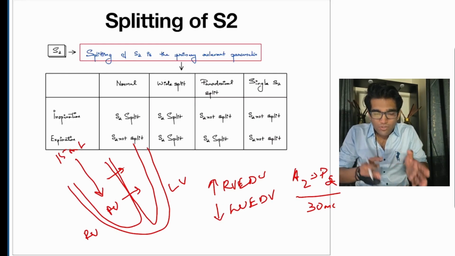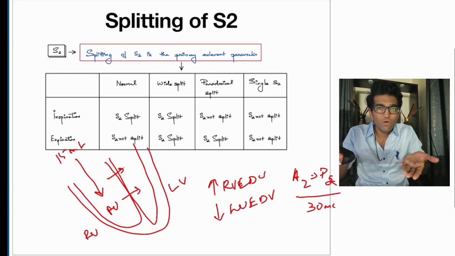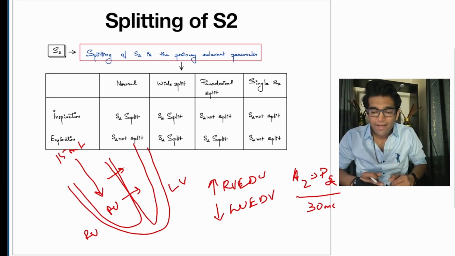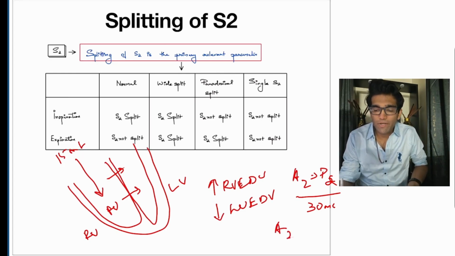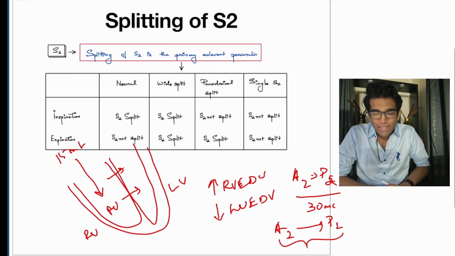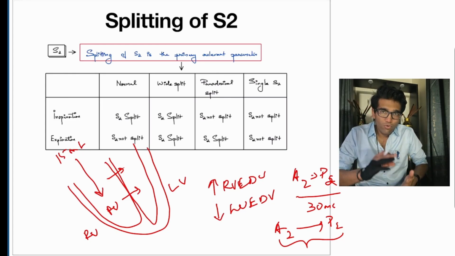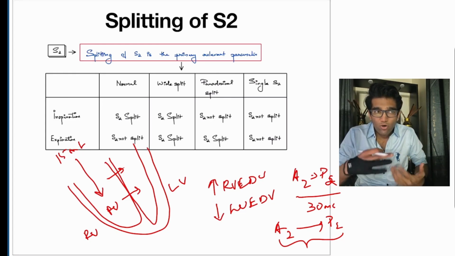Why does that increase? Because the RV end diastolic volume has increased, so the RV has to push out more blood. And the LV end diastolic volume has decreased, so the LV has to push out less blood. So the LV finishes its work faster, and the A2 component becomes a little earlier. The RV finishes its work later, so the P2 component becomes a little later, and the gap becomes a little bit more. So normally you get no splitting during expiration, and you get a splitting during inspiration.